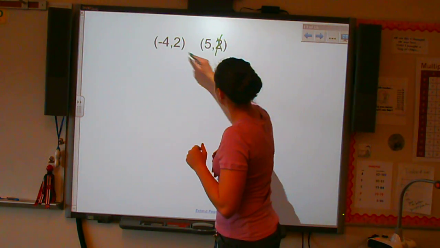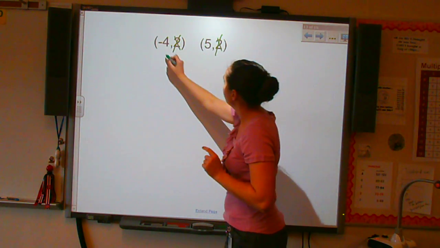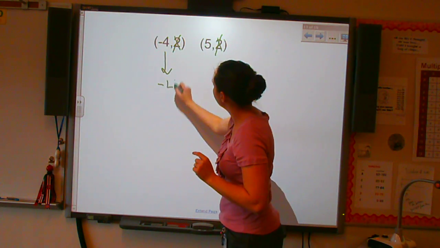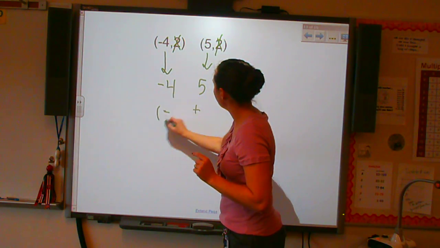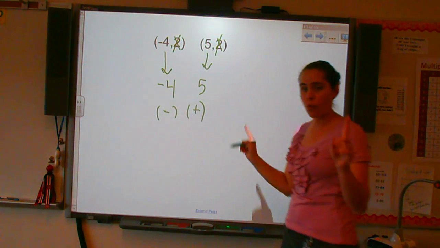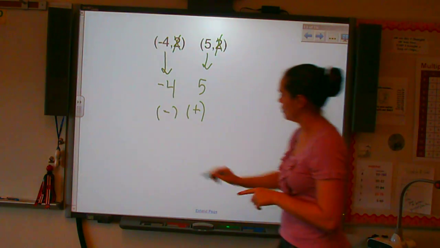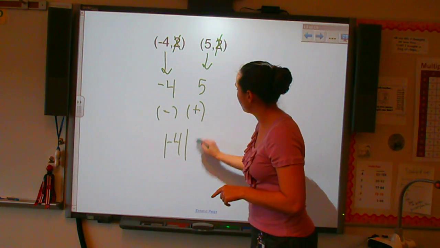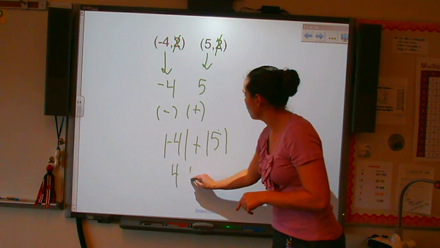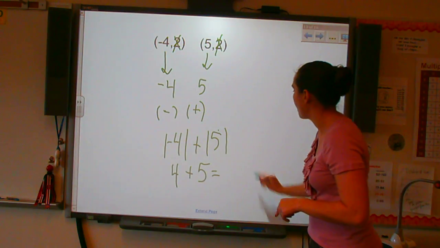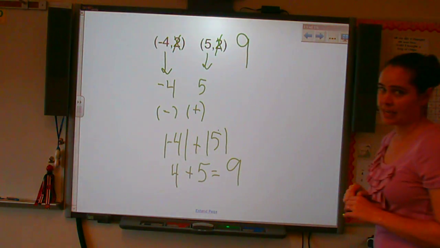Because our y values are the same, we want to concern ourselves with the -4 and 5. So we have a -4 and we have a 5. Since one is negative and one is positive, that means they cross over that 0 axis, which means we're going to use the absolute value. So the absolute value of -4 plus the absolute value of 5. The absolute value of -4 is 4, plus the absolute value of 5 is 5, so 9. The distance between these 2 points is 9.